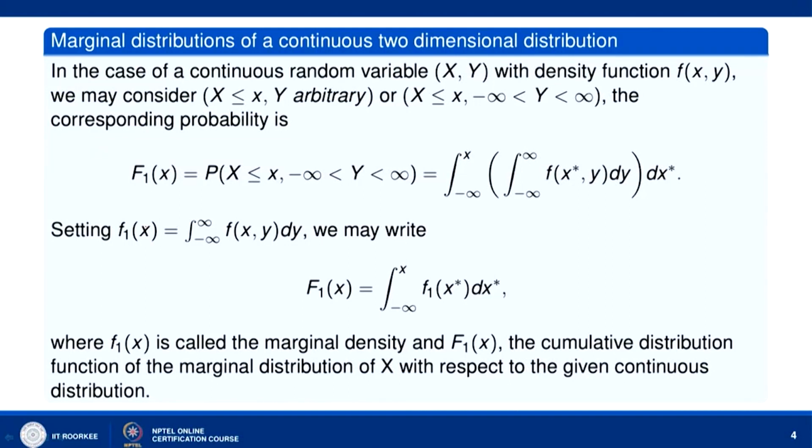So, using this marginal density function f1(x), we can write the cumulative distribution function F1(x) as the integral over minus infinity to x of f1(x star) dx star, where f1(x) is called the marginal density and capital F1(x) is called the cumulative distribution function of the marginal distribution of X. So, f1(x) is called the marginal density or marginal distribution, and F1(x) the cumulative distribution function of the marginal distribution of X with respect to the given continuous distribution.